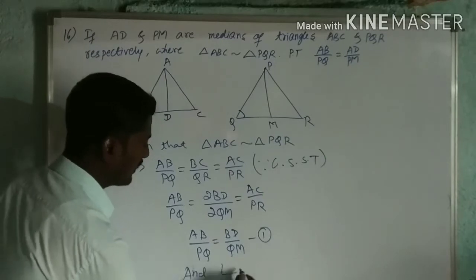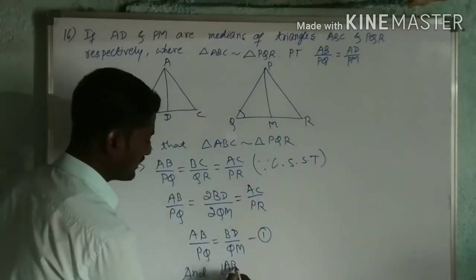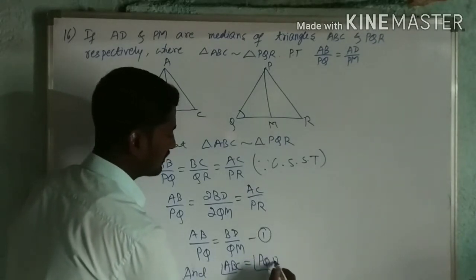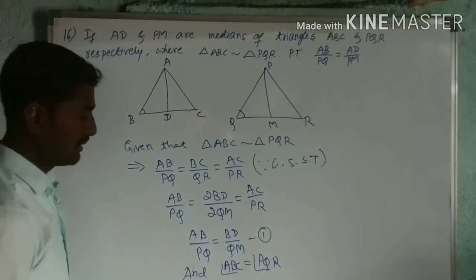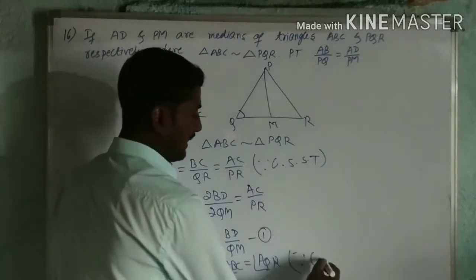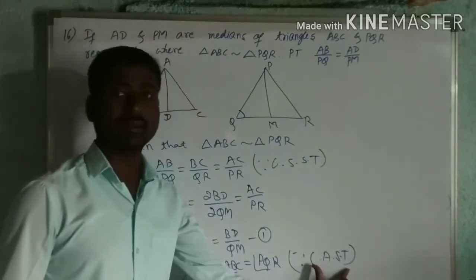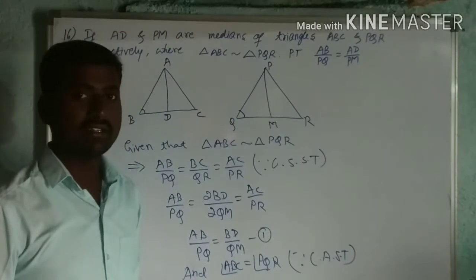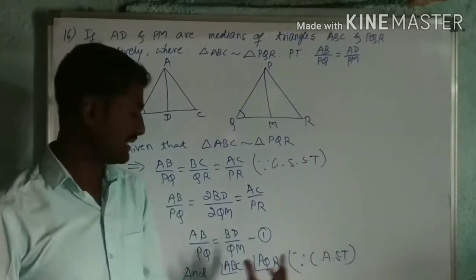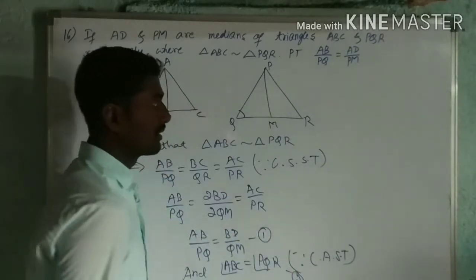And what I can write? Angle B, that is angle ABC, is equal to angle PQR. Reason: corresponding angles of similar triangles. Again, you can write in words. Corresponding angles of similar triangles, they are equal. Okay, so this I call as equation number 2.